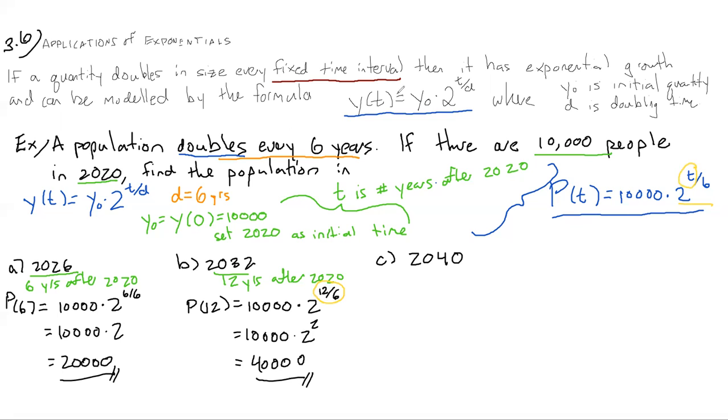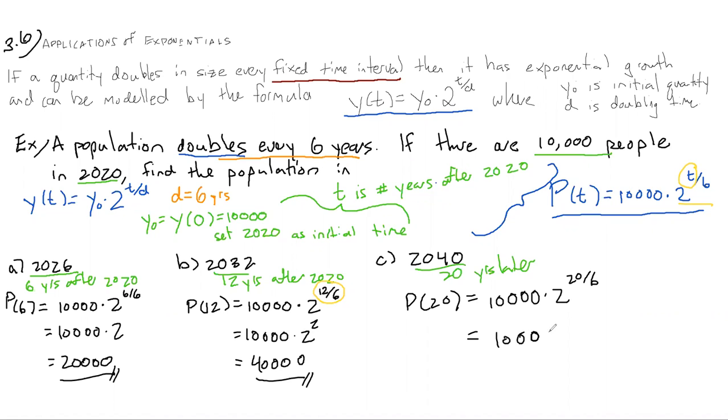So the last one, 2040, this is not going to be a multiple of 6 that passes. This is 20 years later. So it's not going to work out perfectly. We're going to get P of 20 is 10,000 times 2 to the 20 over 6. That does not work out perfectly. So you can reduce the fraction if you like. It doesn't really matter because it's not going to clean up nicely.